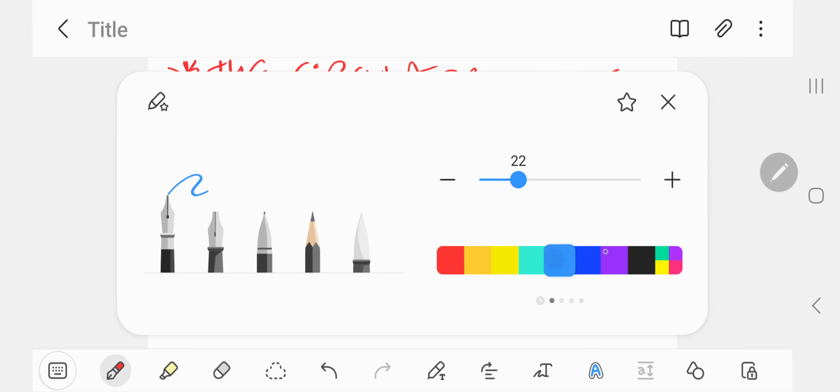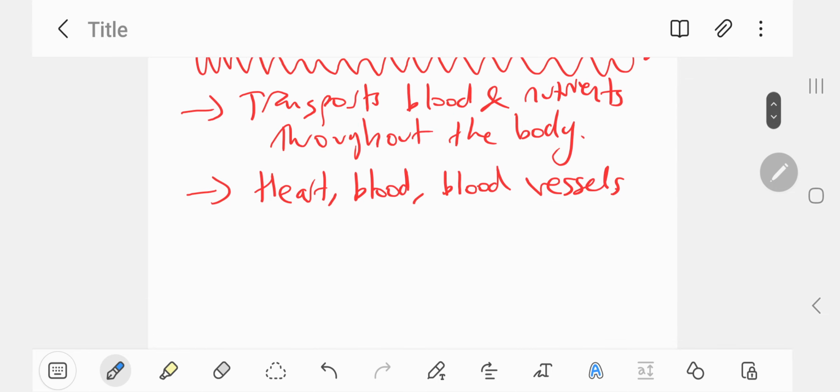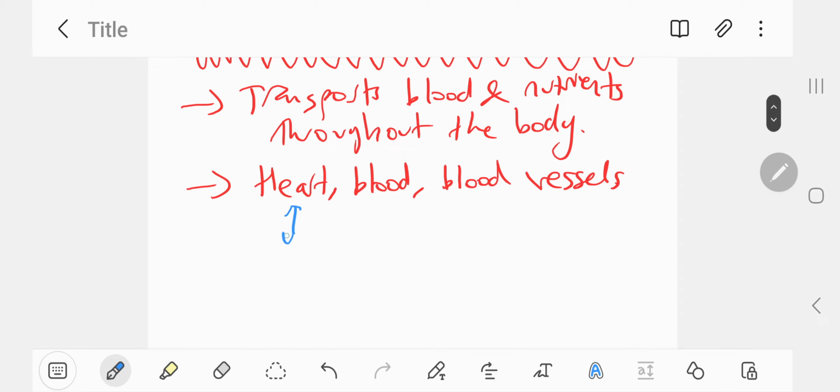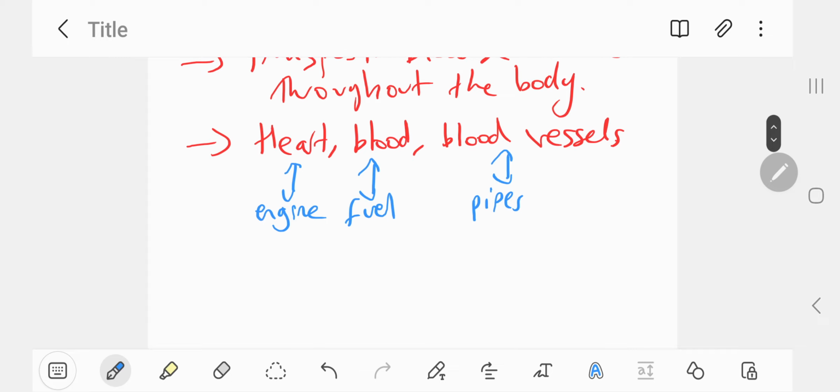And an analogy I'll give to students is that the heart can be thought of as like the engine of a car, the blood is like the fuel, and the blood vessels are like the pipes. Okay, just as fuel in a car is important for making it run, for making it function properly, so does blood in the body.